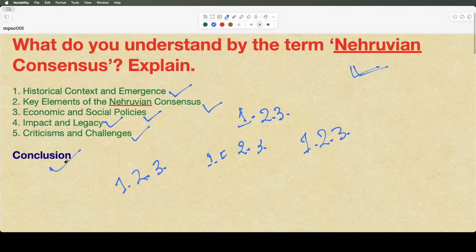Last, we have conclusion. The Nehruvian Consensus was instrumental in shaping India's early years as an independent nation. It provided a comprehensive framework for economic development, social justice, and international diplomacy. While it had its shortcomings, its impact on India's trajectory cannot be overstated. The legacy of the Nehruvian Consensus continues to influence contemporary Indian politics and policies, reflecting both its achievements and the lessons learned from its limitations.